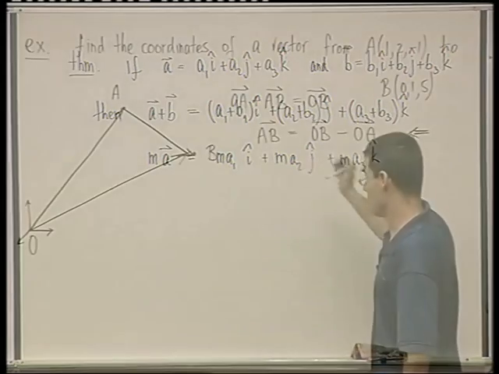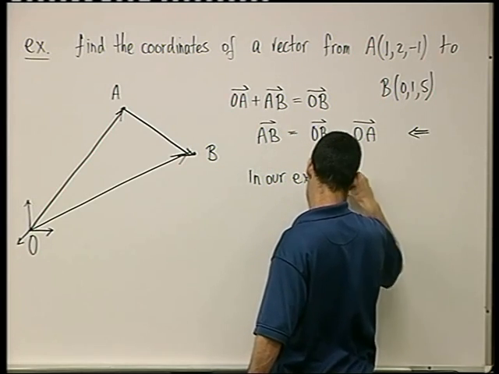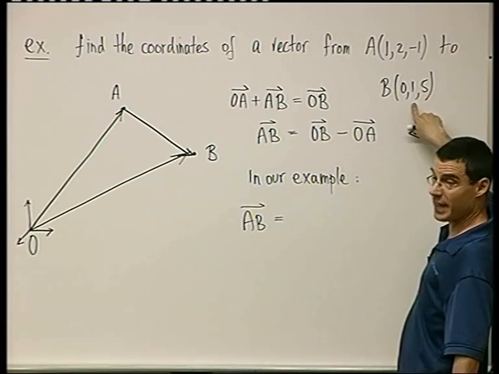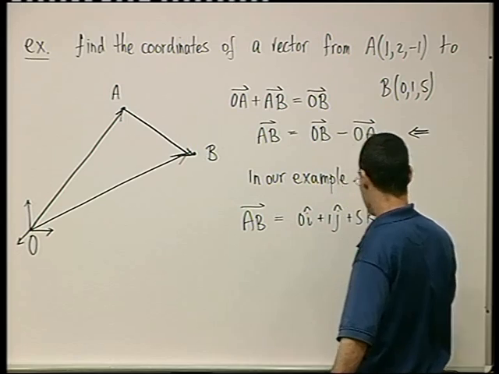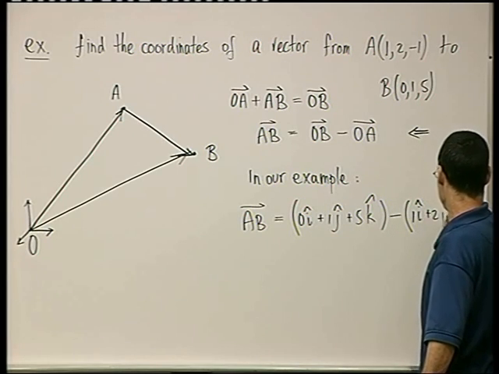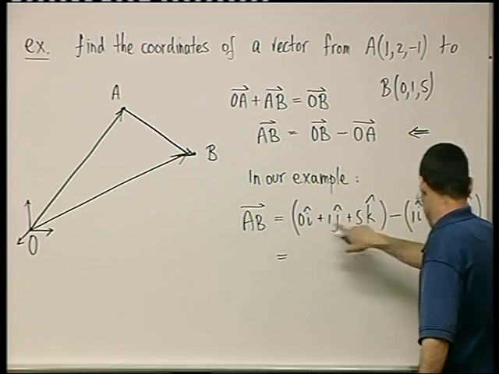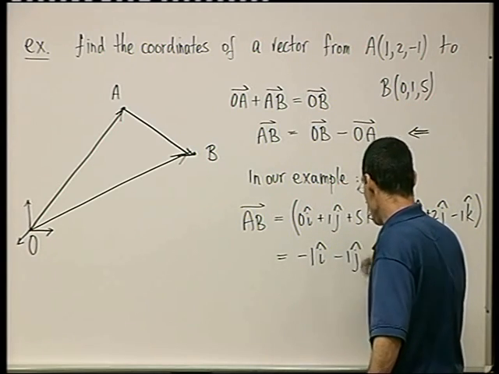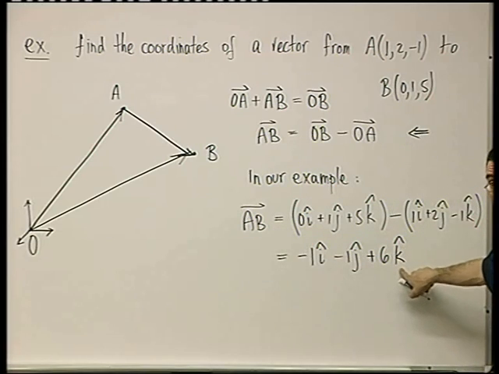Now we can do everything for our example. So in our example, AB equals OB minus OA. OB is just this vector, 0i plus 1j plus 5k. OA is 1i plus 2j minus 1k. And then I can do them component-wise, so it's 0 minus 1, negative 1i, 1 minus 2, negative 1j, 5 minus minus 1, plus 6k. That's the vector AB. Okay?